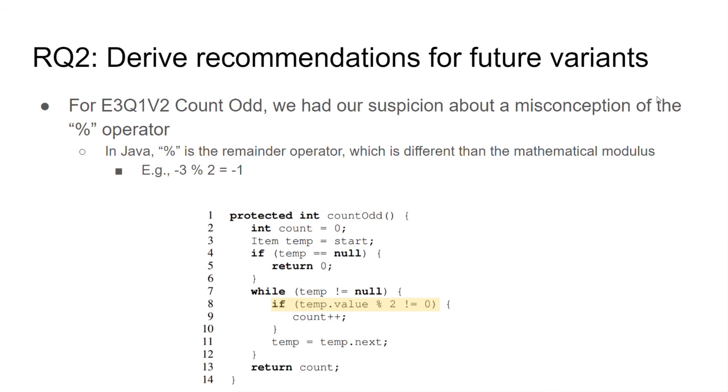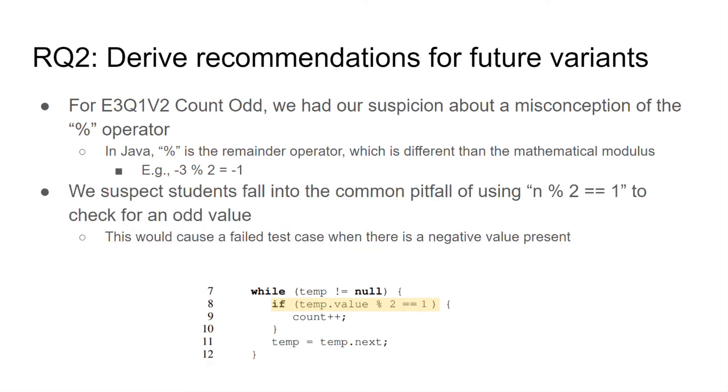Moving to answer our second research question, we now derive recommendations for future variants. So for E3Q1V2, or count odd of our linked list questions, we had our suspicion about a misconception of the percent operator. In Java, this is the remainder operator, which is different than the mathematical modulus. We suspect students fall into the common pitfall of using n mod 2 is equal to 1 to check for an odd value. This would cause a failed test case when there is a negative value present, and we can see how the expression would change in the example code.